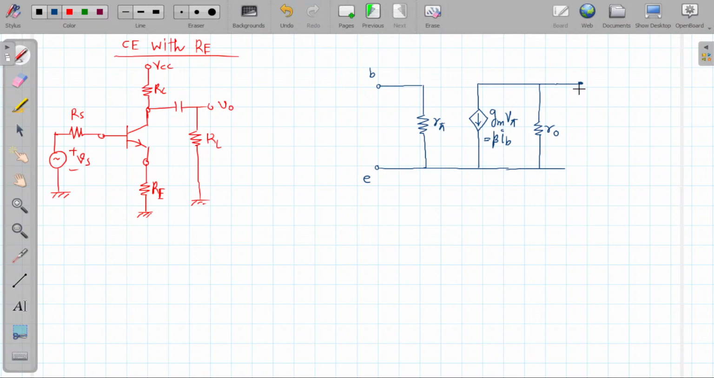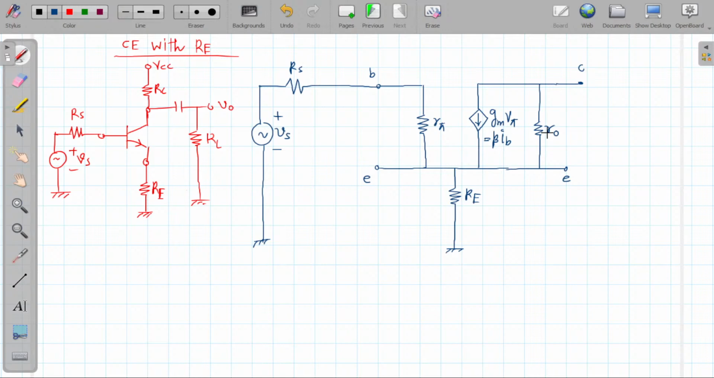So here this is the collector, this is the emitter, and the emitter is grounded through the RE resistance. So this is the RE right now. Similarly, if we go for this connection, the external elements: RS, here it is VS, and it will be grounded here.